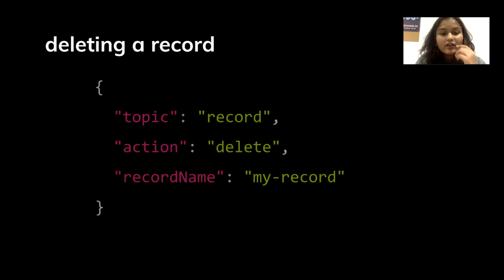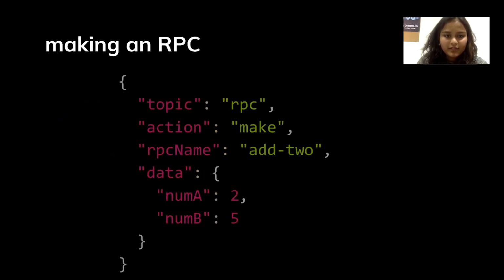And then deleting a record is again straightforward. If you have the correct permissions and you specify the topic as record, action as delete, and the record name as the name of the record, you just essentially delete the record and you get the response back.